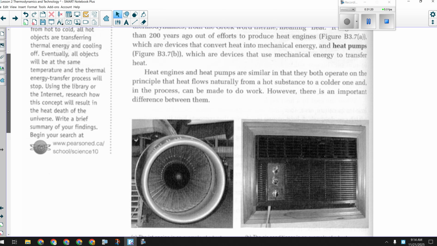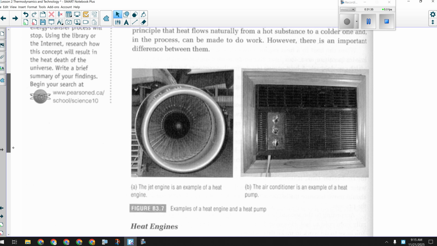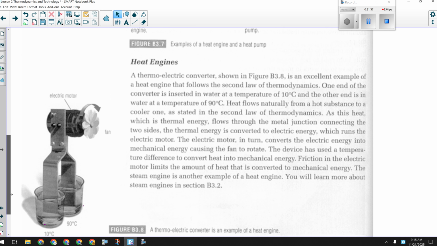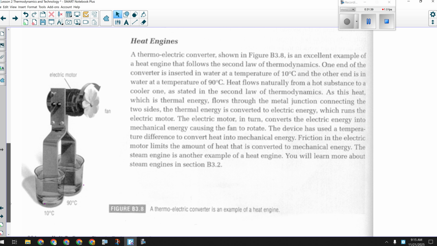A heat engine is like diffusion. It's just letting things go the way they would normally go, hot to cold, okay? But to make it go the other way, you've got to put energy in or put work in to make that happen. So let's talk about the heat engine. This is a thermoelectric converter, like a thermocouple, like we talked about the other day, okay?